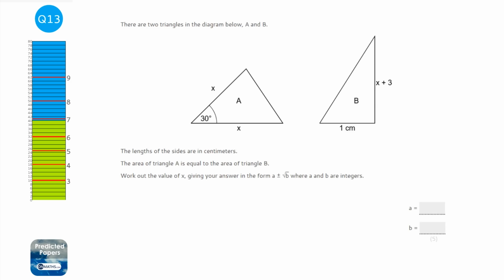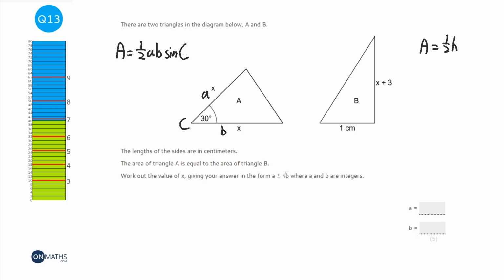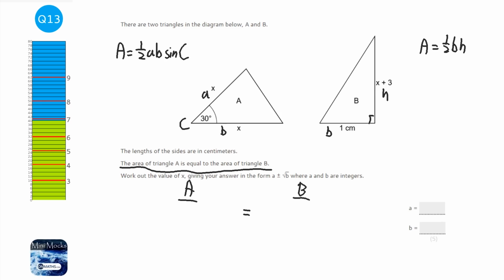Okay, so there's a couple of formulas we need to remember with this. We need to know the trigonometric area formula, and that is the area is half a b sine c. A and b are the lengths either side of the angle, and c is the angle. And the other one we need to know is just normal triangle, half base times height. And it's a right angle triangle, so we've got the height and we've got the base there. Okay, so it says in the question that the areas are equal. So we're going to work out the area of A, we're going to work out the area of B, and then we're going to get them equal to each other. It's that simple.